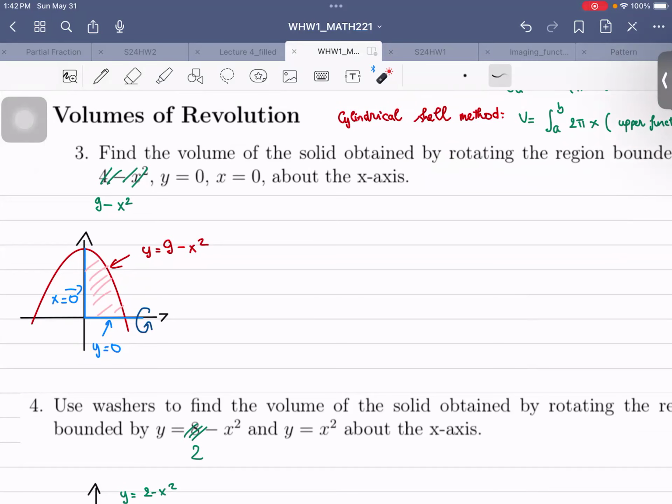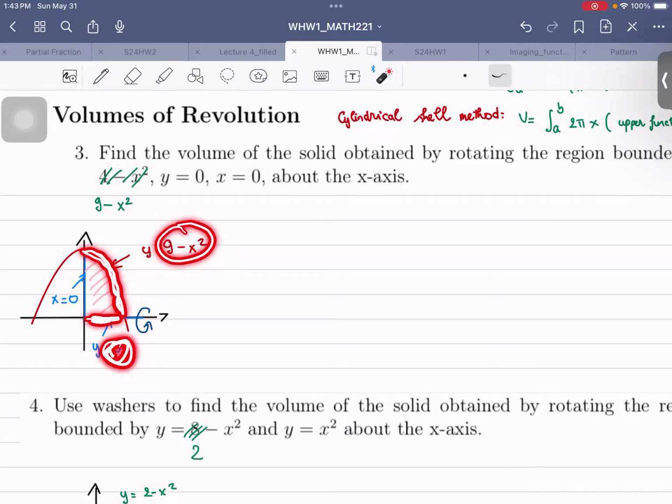The line x equal to 0. The line y equal to 0. Okay, so this is the region that we are spinning around the x-axis. Okay, so technically you already know the upper function. The upper function is 9 minus x squared. This is the upper function, right? The lower function will be 0.